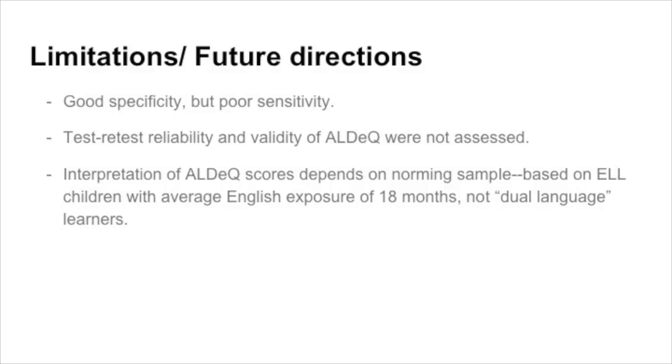Also, there is a need for future research regarding reliability and validity. Paradis and colleagues discuss doing this by planning to select one language group, such as Spanish, and returning to the children's homes to gather this information, because currently they have no information on reliability and validity. And lastly, if you are planning to use the ALDQ, it's important to remember that the norming group is based on English language learners with an average English exposure of 18 months, so interpretations of the results would vary if you're assessing a child who is a dual language learner and learned both languages at roughly the same time.